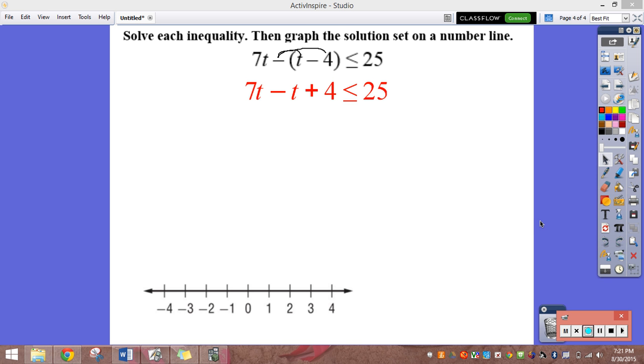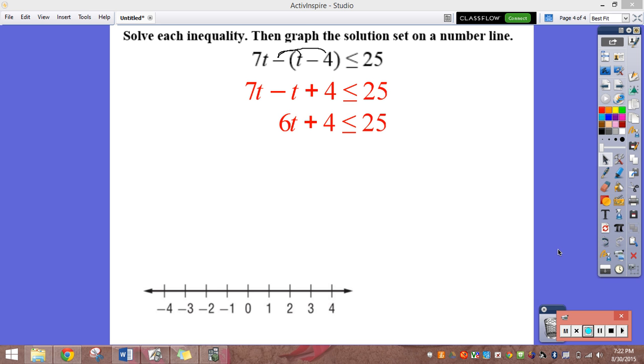After I distribute, I want to combine like terms if I have them. And I do in this case. I have a 7t minus t. They're on the same side of the inequality symbol, so I do the same operation. I don't do anything opposite unless I'm moving a term to the opposite side of the inequality symbol. Same thing's true with equations. So here, 7t minus t, there would be a 1 in front of this t. It's understood to be there. So 7 minus 1 would be 6. And so once I combine like terms, I would have 6t plus 4 is less than or equal to 25.